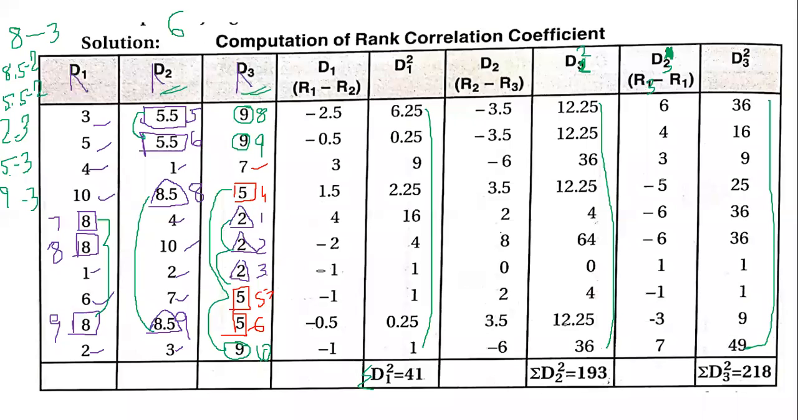Any doubts in table calculation? Everybody understood?